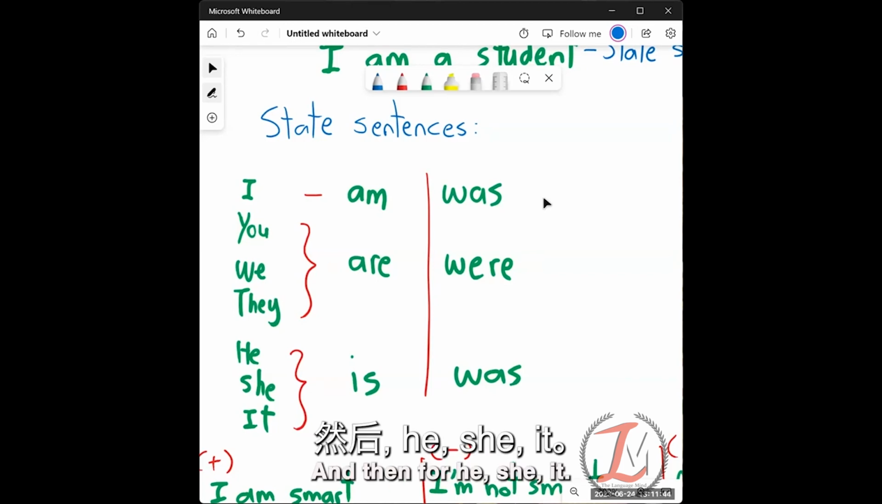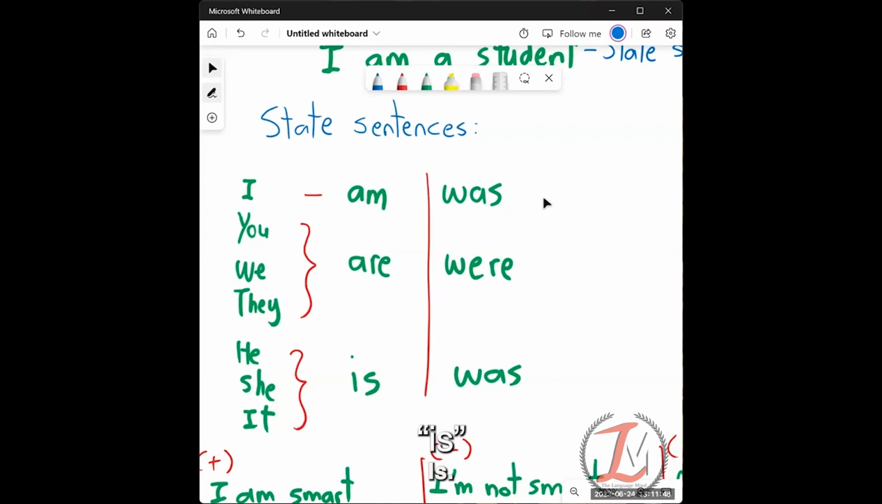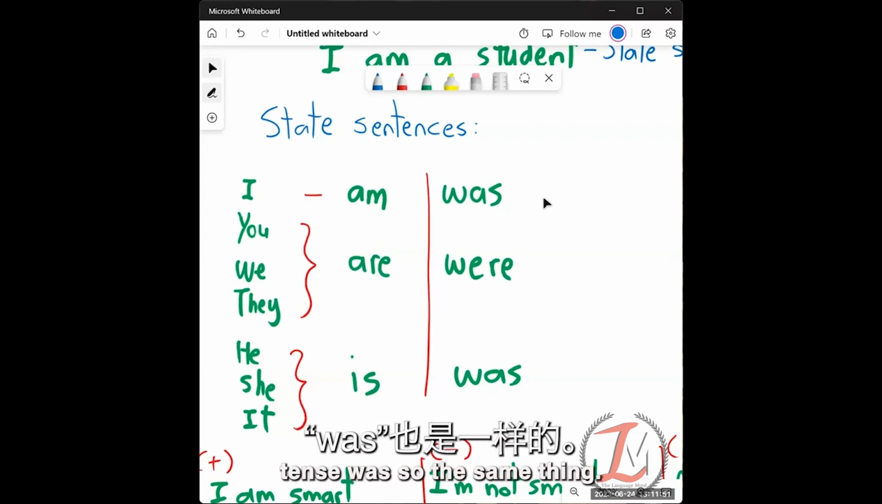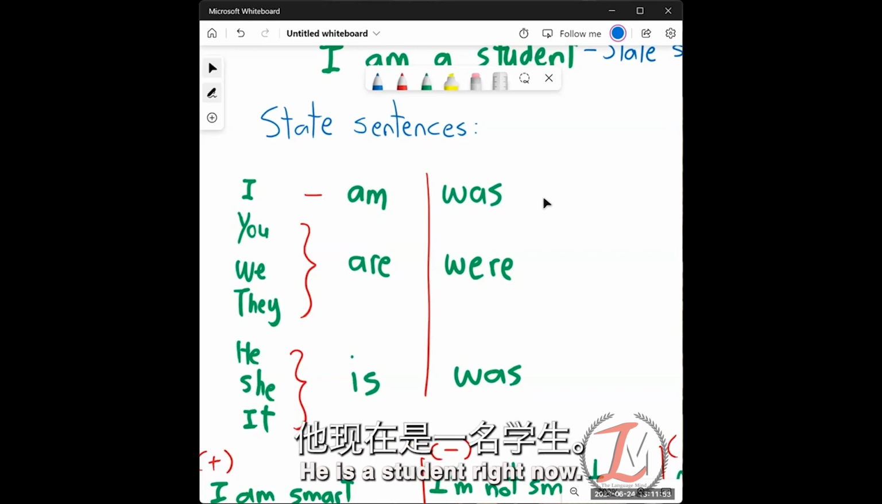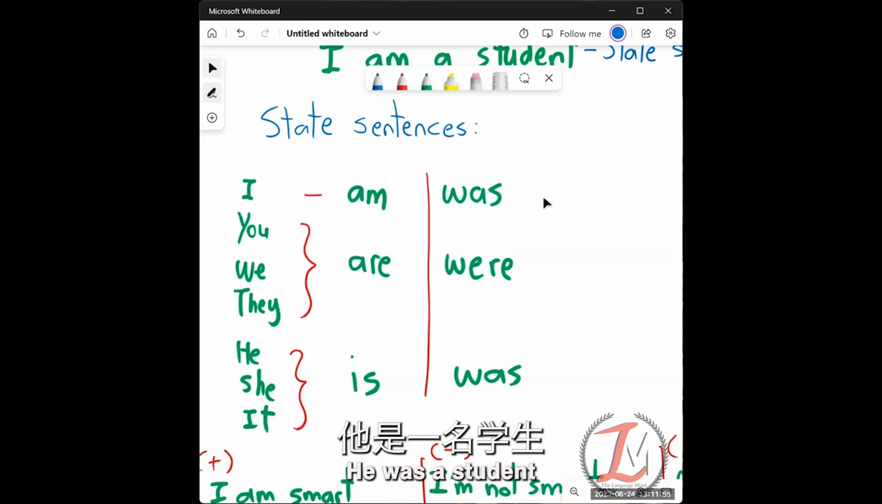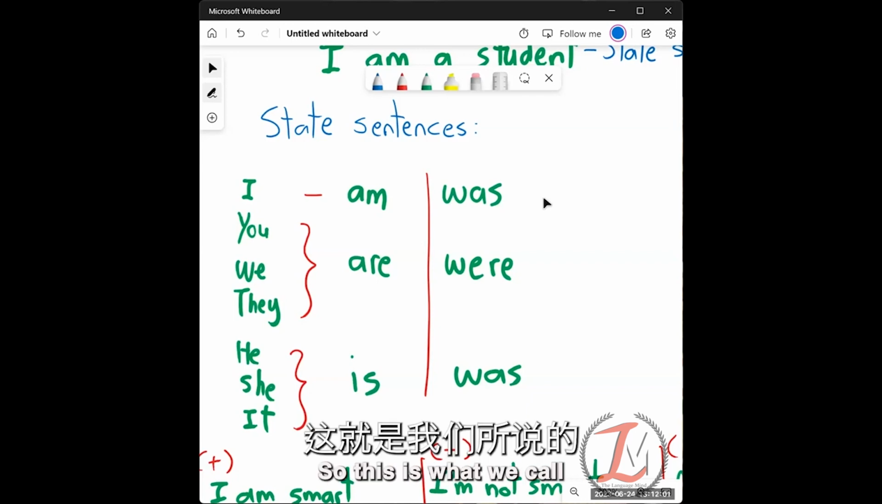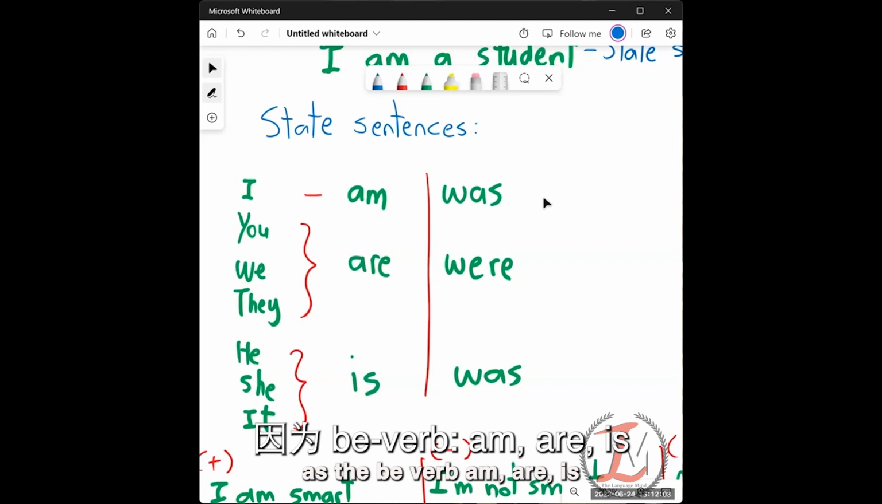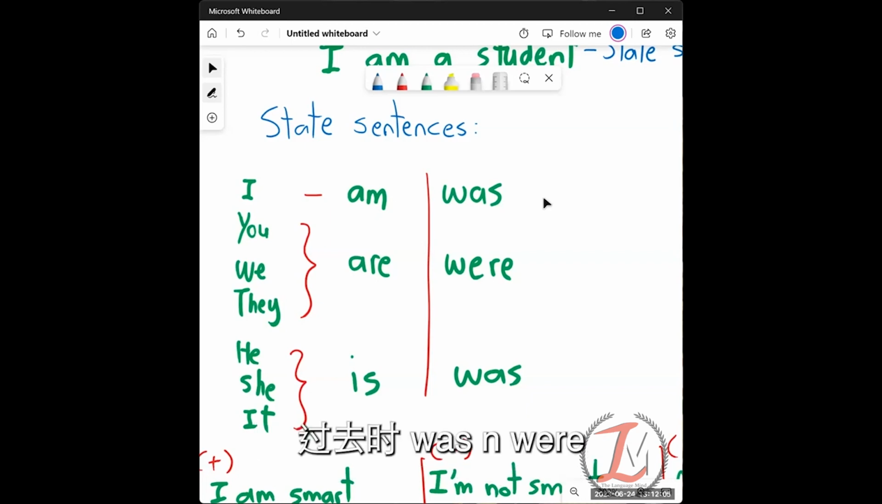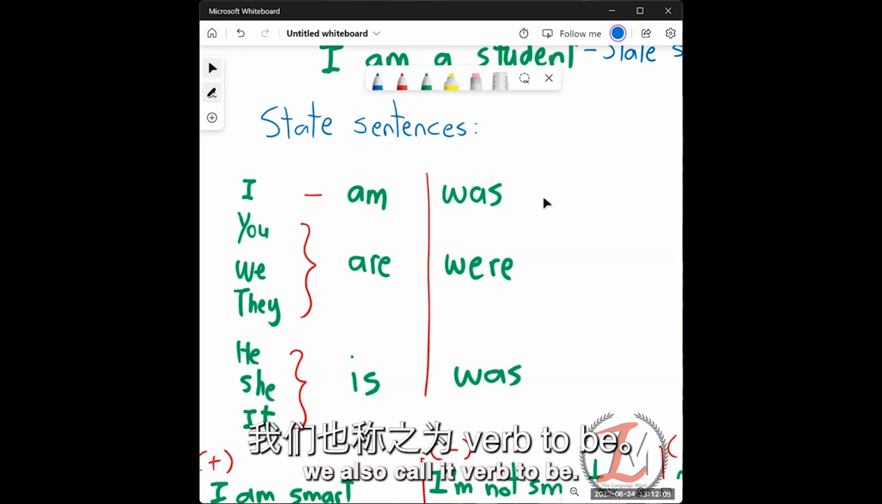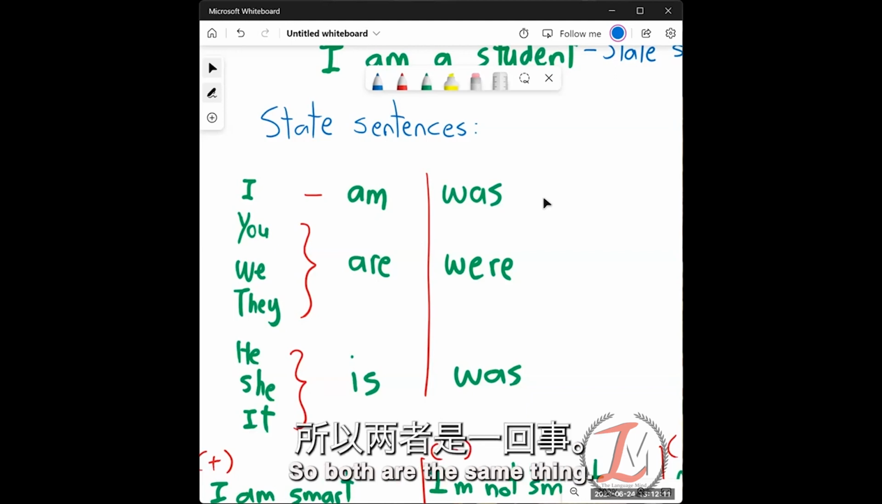Okay, and then for he, she, it, we use the be verb is, and then the past tense was. So the same thing. He is a student right now. He was a student 5 years ago. Okay, so present tense and past tense. This is what we call the be verb. Am, are, is. The past tense was and were. We also call it verb to be. So both are the same thing.